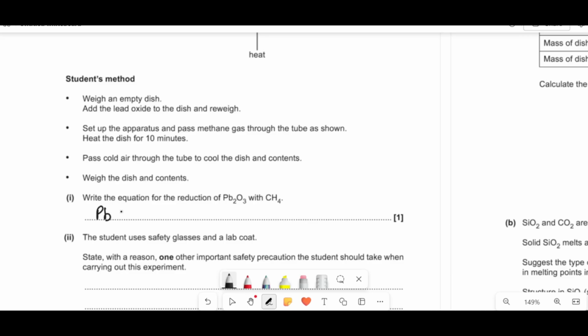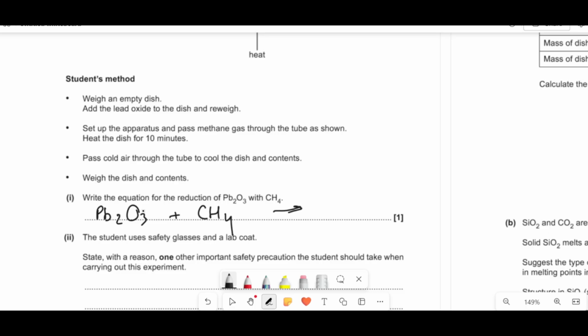So Pb2O3 plus CH4. If something's being oxidized, something else has to be reduced. And if something's being reduced, something else has to be oxidized, right? So it's told you that this is being reduced. What in this is actually going to be reduced? It's probably going to be the lead.